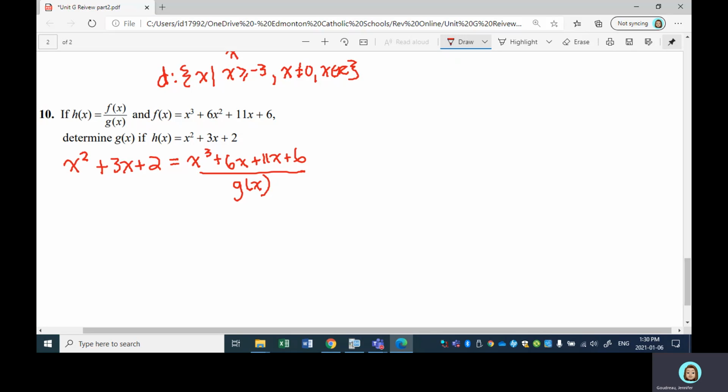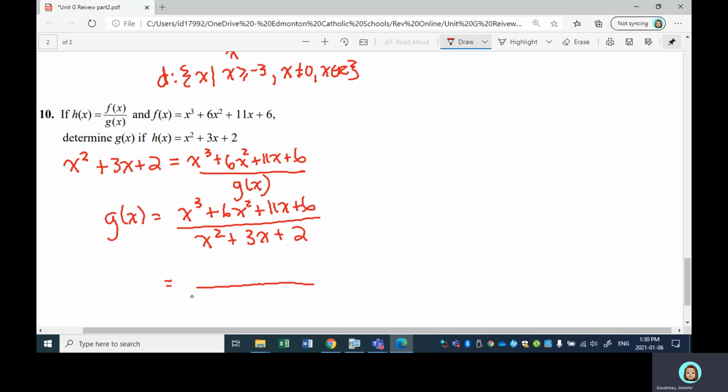So if I rearrange this equation, g at x is equal to x cubed plus 6x squared plus 11x plus 6 divided by h at x. Just by rearranging the equation to isolate g at x, that's what we get. Now we want to simplify this, and in order to simplify, we need to factor. So factoring the denominator, that's not bad. Two numbers that multiply to give us 2 and add to give us 3 are going to be 2 and 1.